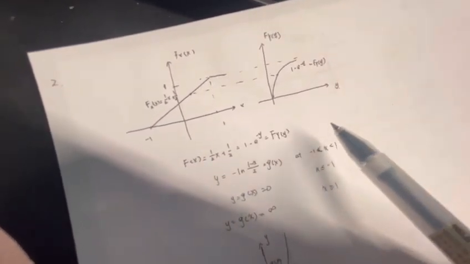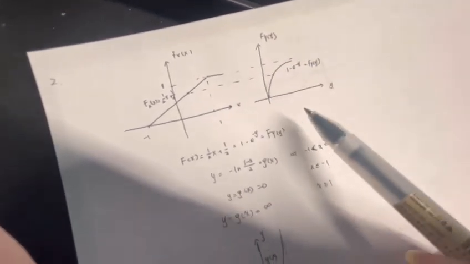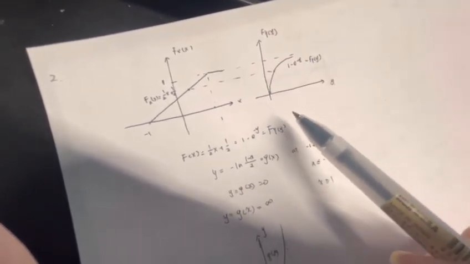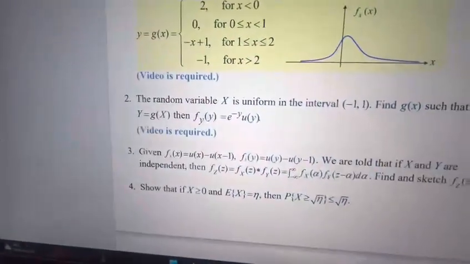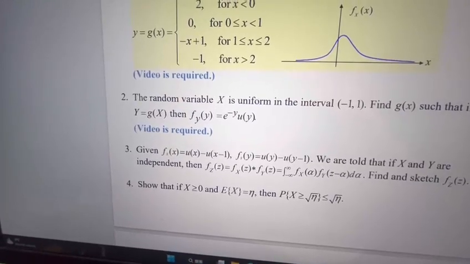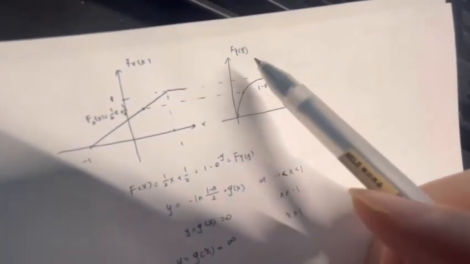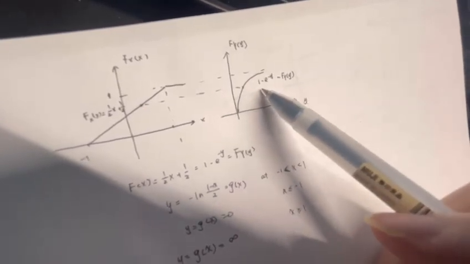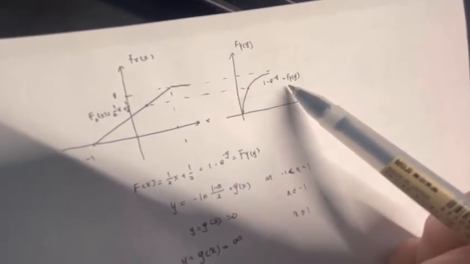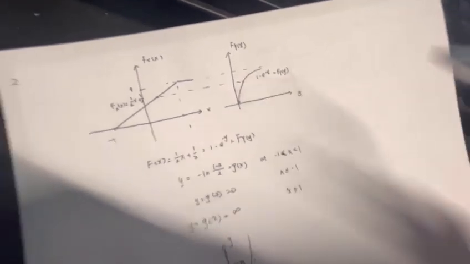And then we can also draw the graph of F_Y. Since the question already told us that f_Y(y) equals e to the power of -y times u(y), F_Y(y) will look like this. This function right here equals 1 minus e to the power of -y, and this is F_Y(y).